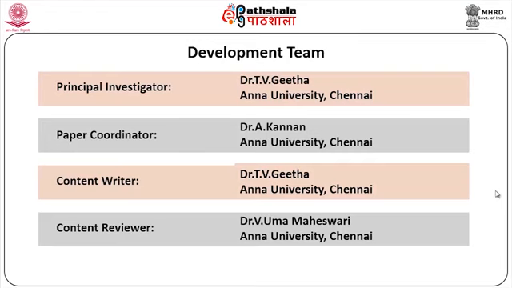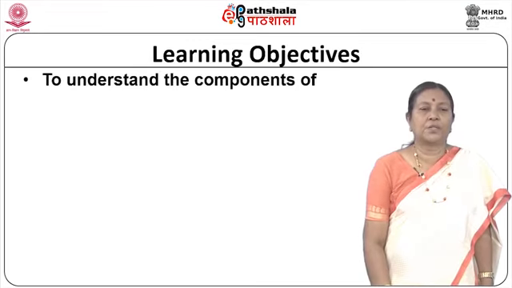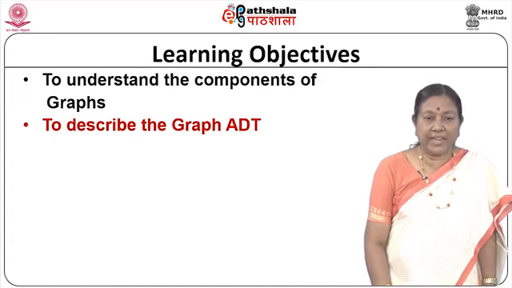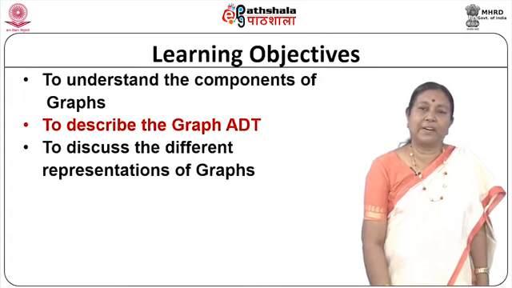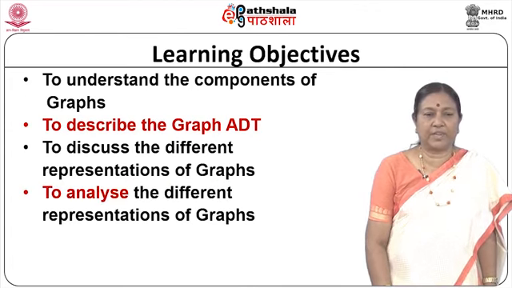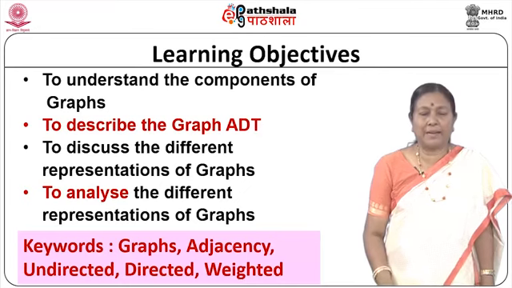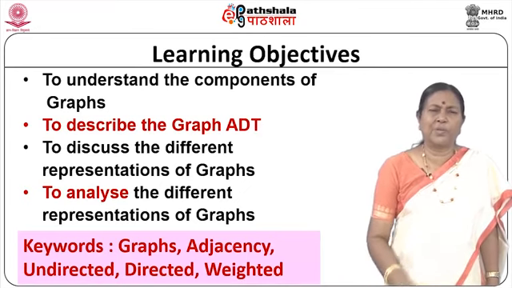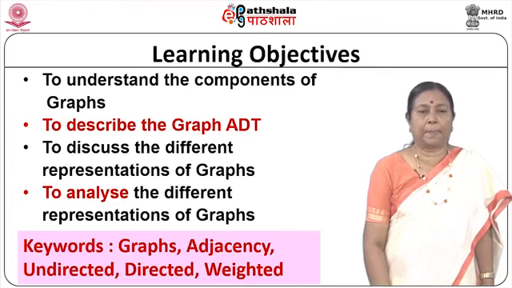Now let us look at the learning objectives of this module. So we are going to understand the components of graphs. We are going to describe the graph ADT and discuss the different representations of graphs and then analyze the different representation of graphs. So the keywords here are graphs, adjacency, undirected, directed and weighted type of graphs. So we are going to look at all the three types of graphs.